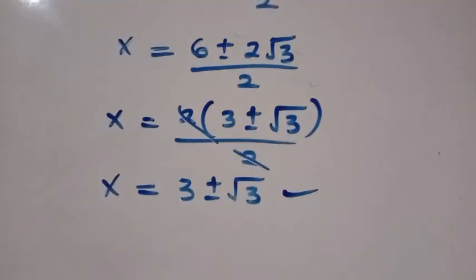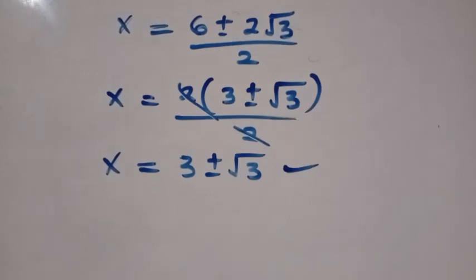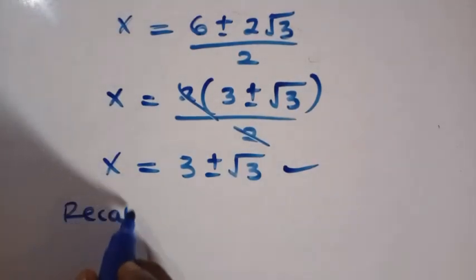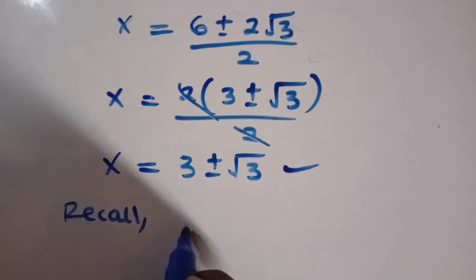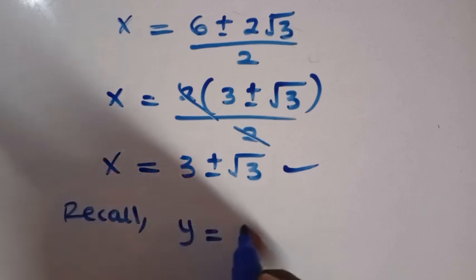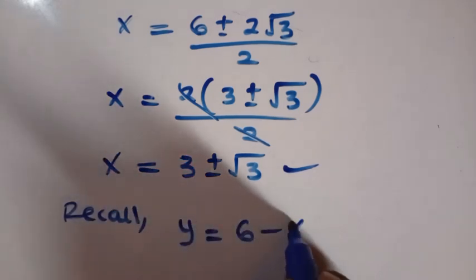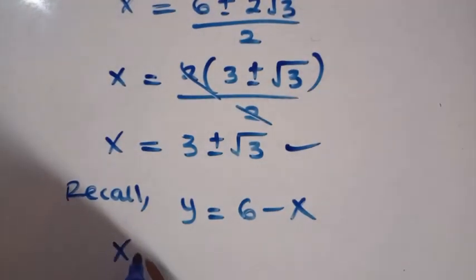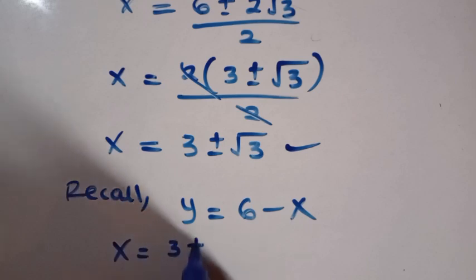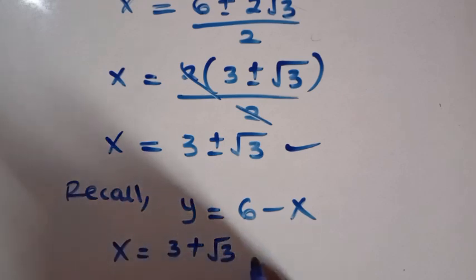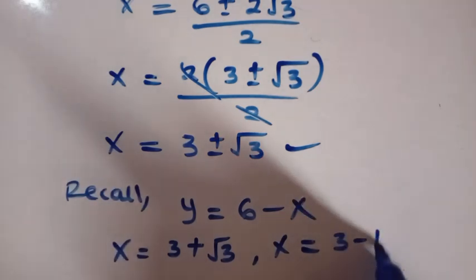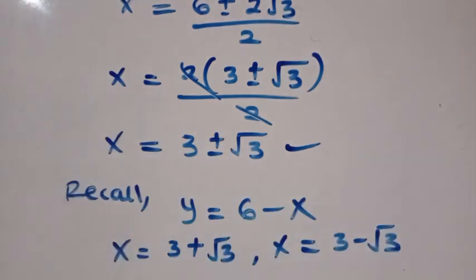So to get the value of y, we have to recall where we let y equals 6 minus x. And here we have two values of x. We have x equals 3 plus square root of 3. And we have x equals 3 minus square root of 3.